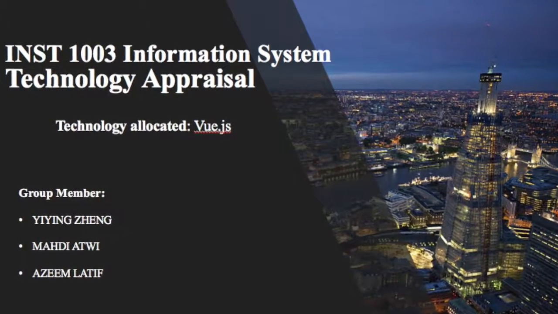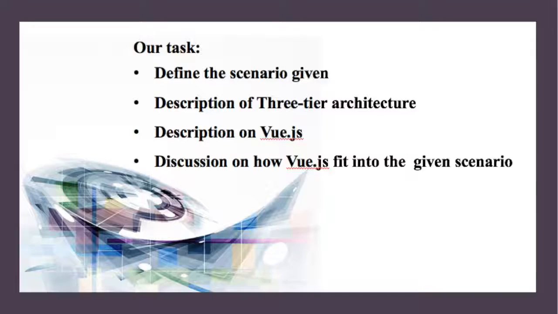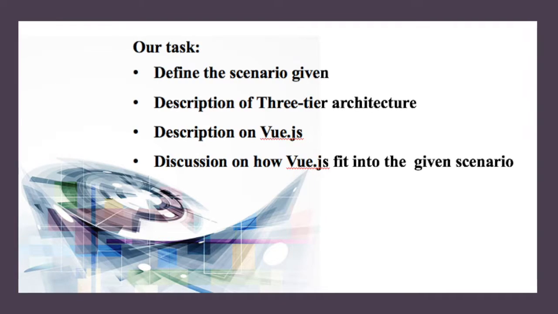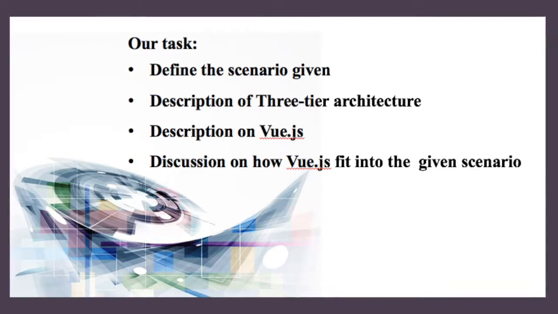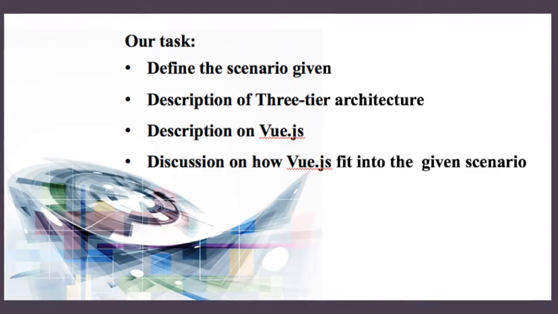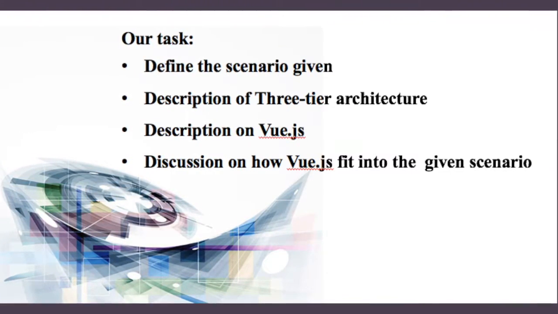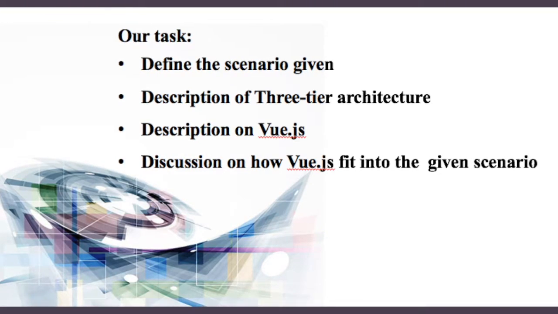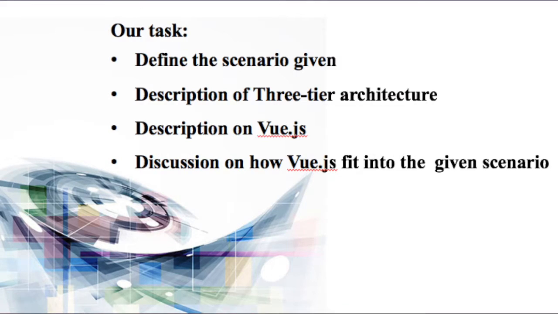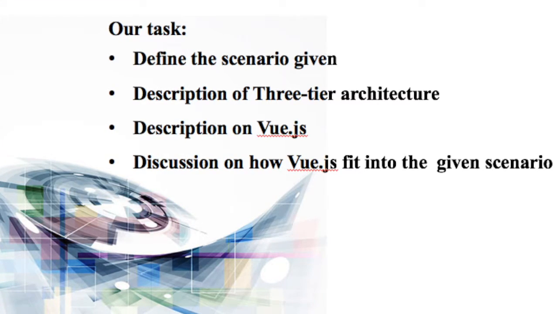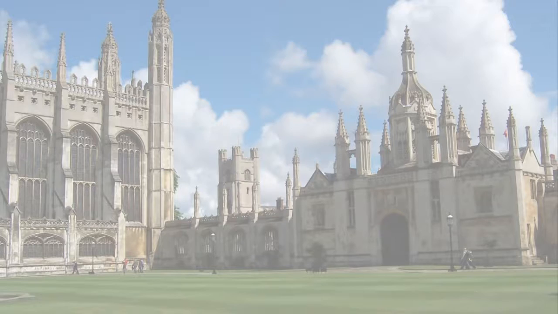The technology allocated to our group was Vue.js. In this project, we were asked to define the scenario of Passmore University. We were also asked to describe what three-tier architecture and Vue.js are. We will also talk about how Vue.js fits into the three-tier architecture. Finally, we will discuss how Vue.js will fit into the case of Passmore University.